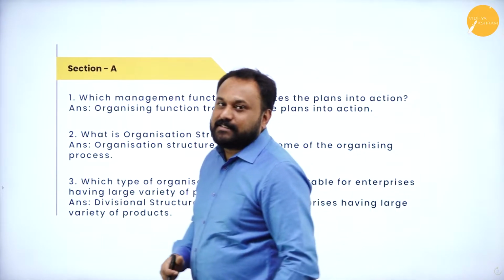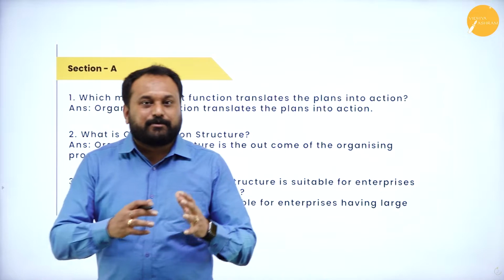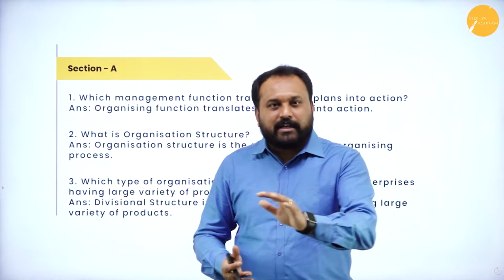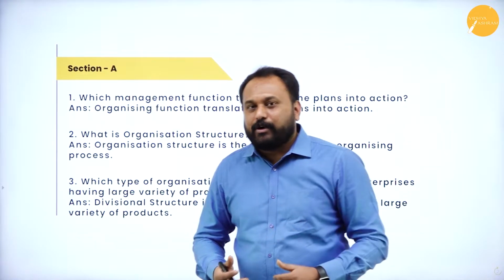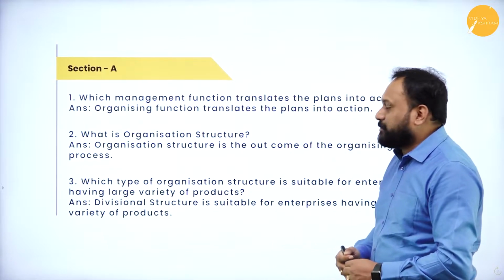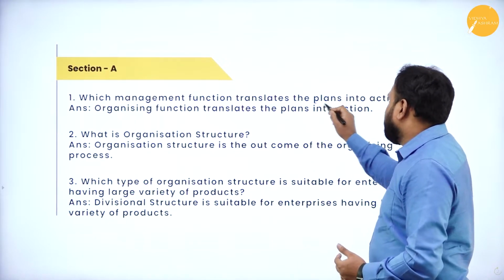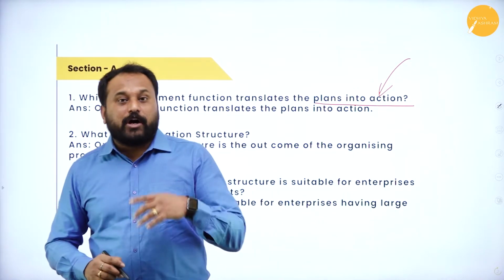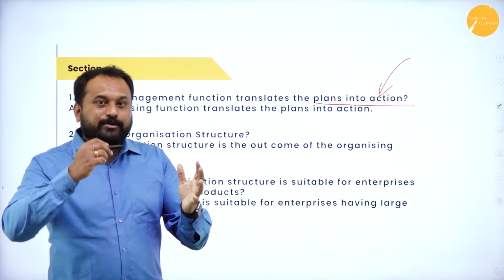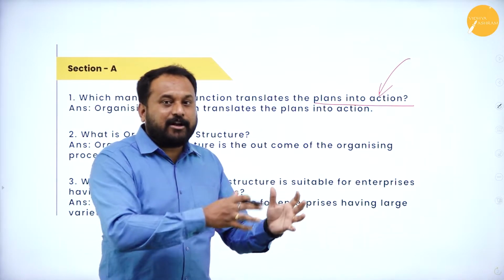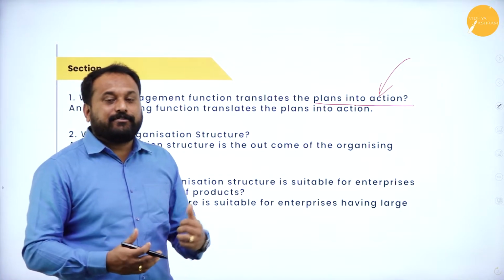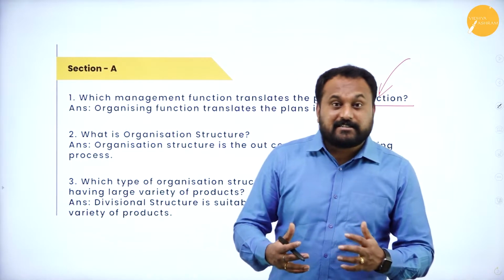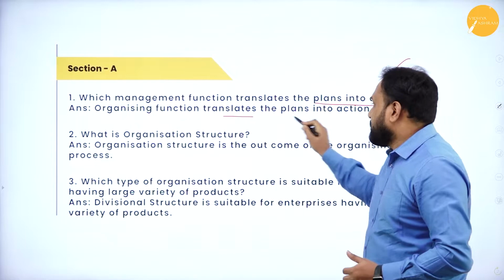The first section A, where it is for 1 mark, you can go with one sentence or more of the sentences, but usually restrict your answers because it is only for 1 mark. So the question is, which management function translates the plans into action? Now understand, planning is always for what? It's a future course of action. But if you need to do something which you have already planned of, you need to go with Organizing. So the first answer is here, that is, the Organizing is the function which translates the plans into action.